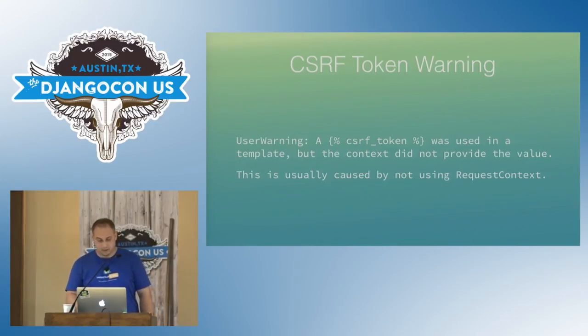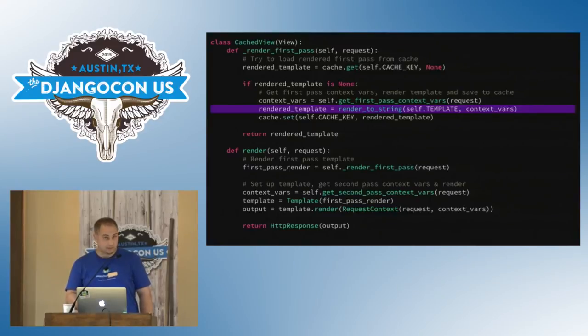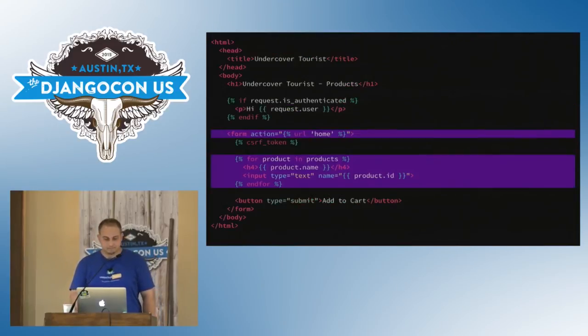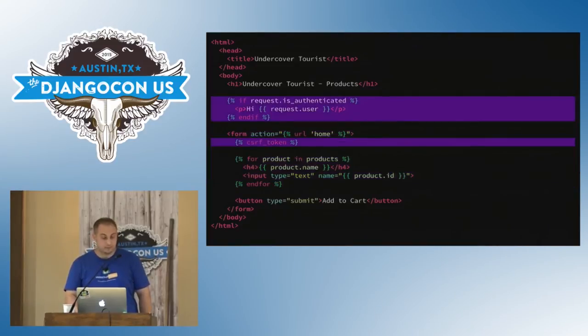So let's take a quick look back at our cached view class. Remember when I mentioned that the render to string method wouldn't render our CSRF tokens? This is why. So let's go back to the HTML template and address the issue. So remember, we're going to render this template twice. So on the first pass, we want to render these lines, which have non-user specific data. And for the second, we want to render these lines, which have the user specific data and, of course, the CSRF token. So how can we accomplish that?